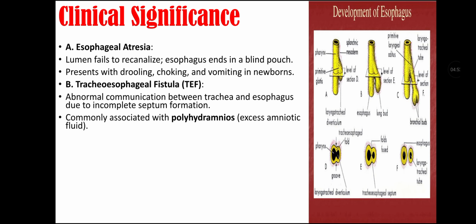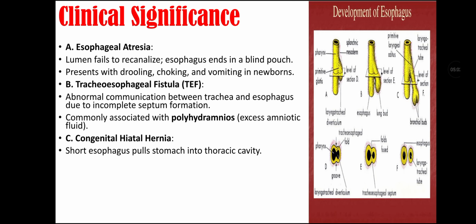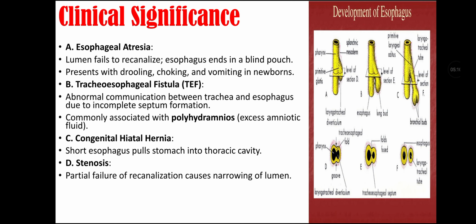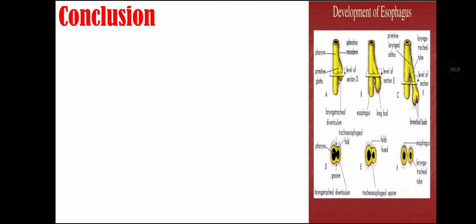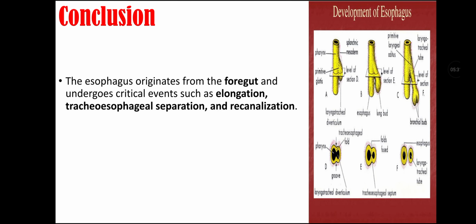Commonly, it is associated with polyhydramnios, that is excess amniotic fluid. The third significance is congenital hiatal hernia, that is a short esophagus that pulls the stomach into the thoracic cavity. The fourth significance is stenosis, that is partial failure of recanalization that causes narrowing of the lumen of the esophagus. The fifth significance of esophagus development is ectopic epithelium, that is columnar epithelium may persist, and this predisposes to Barrett's esophagus.